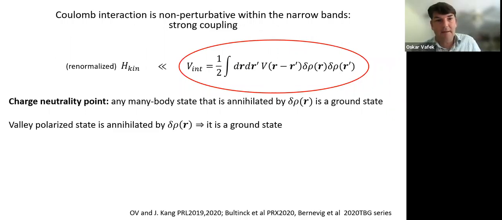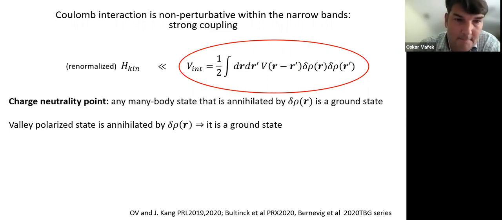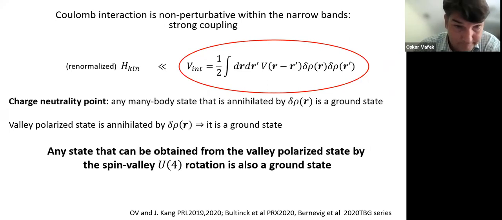So I'm going to now focus on the charge neutrality point just to illustrate some results, and then go back to other integers and try to say something about what happens in between the integers. As I mentioned, any state that can be obtained from the valley polarized state, because the valley polarized state is annihilated by delta rho, by the spin valley U4 rotation, is also a ground state.